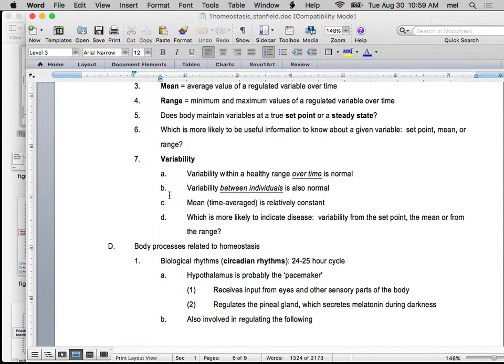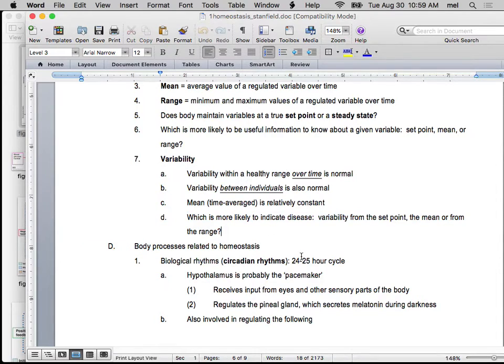So you already know this. Which is more likely to indicate disease? Variability from the set point, variability from the mean, or variability from the range? Range, but only if what? I have to meet a couple of criteria that tells me that disease is a possibility. It has to be consistent, and it has to stay out for a long time, right? It has to stay out too high for a long time, and then you can diagnose hypertension, right?